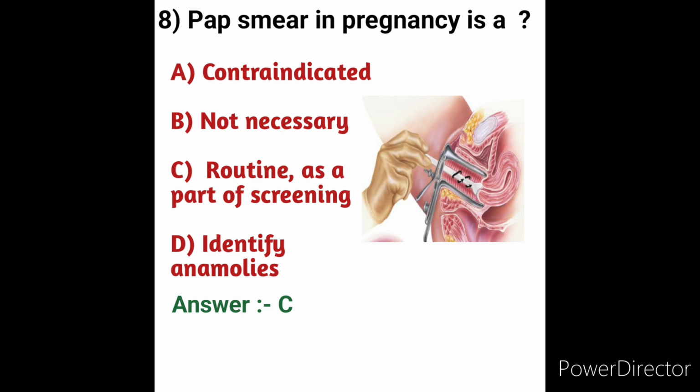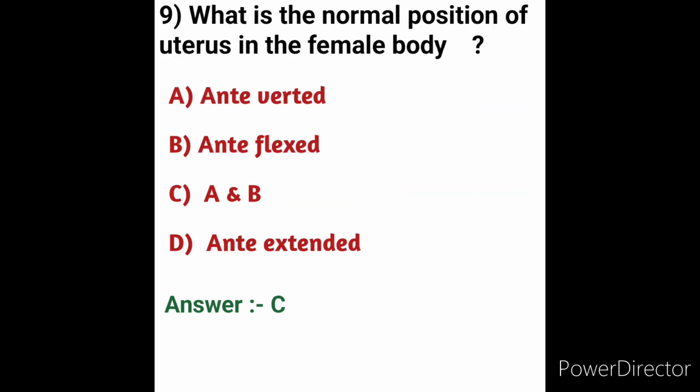Next we will move on to question number 9. What is the normal position of the uterus in the female body? Okay friends, what is the normal position of the uterus in females? We will see the options here. Option A, anteverted. Option B, anteflexed. Option C, A and B, and option D, anteextended. Here, anteverted and anteflexed are the normal uterine positions. Option C, A and B, is the correct answer here.